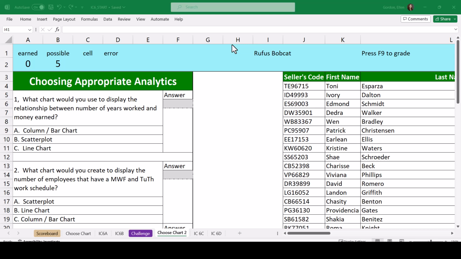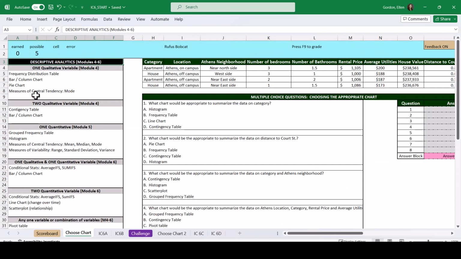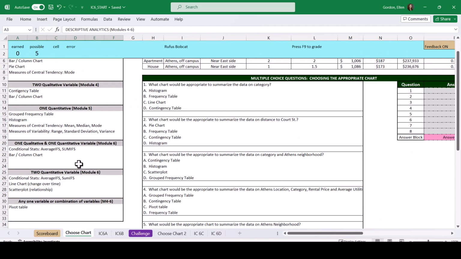In this video, I am going to review the tab Choose Chart 2. Many people find these questions difficult. If you find these questions difficult, what you need to do is focus on identifying the variables in the question and then determining if those variables are qualitative or quantitative. And then from there, you can use the notes to see the appropriate chart.